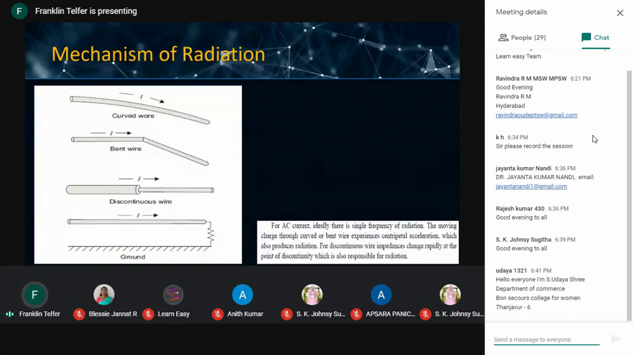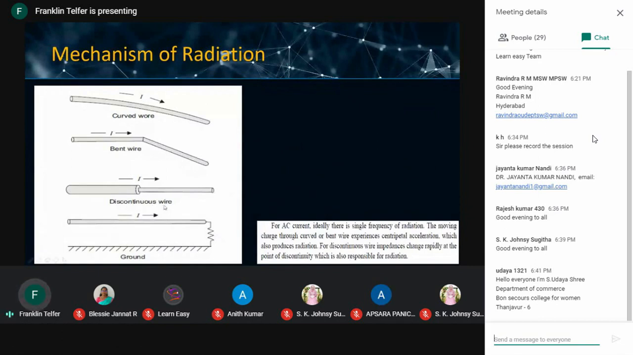You can see the discontinuity wire here. So there is an impedance transformation happening. On the left hand side you have some X impedance, and on the right hand side the impedance is converted to some Y value. So this is also a response of radiation.